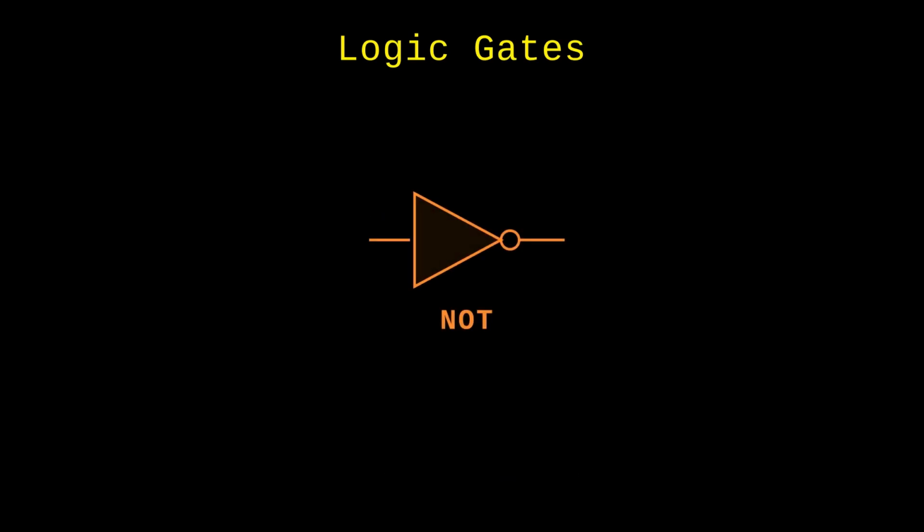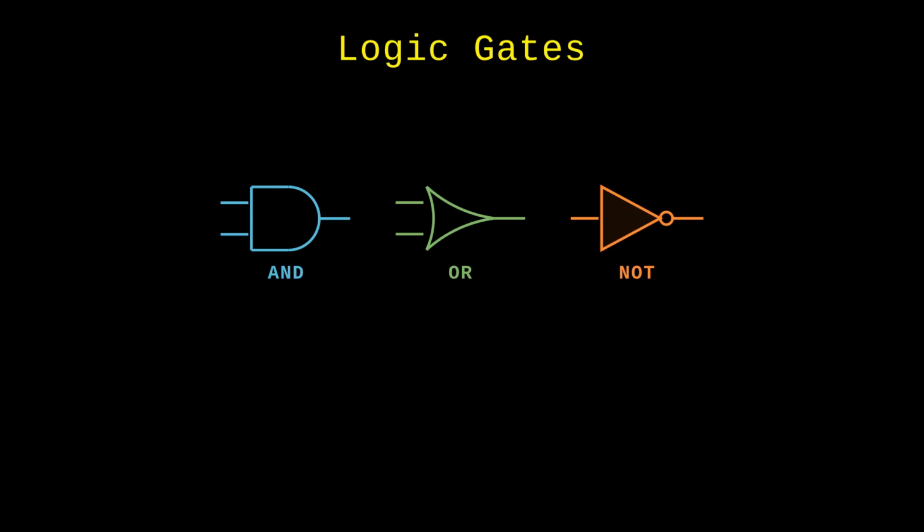And then there's the NOT gate. The simplest one. One input, one output, and it just flips it. Give it a 1, it gives back a 0. Give it a 0, it gives back a 1. It's like a person who always disagrees with everything you say. AND, OR, NOT. 3 types of gates.